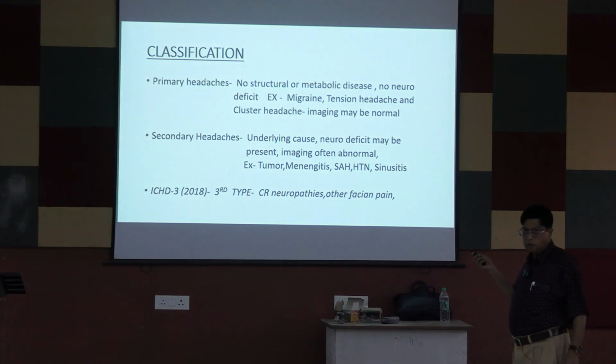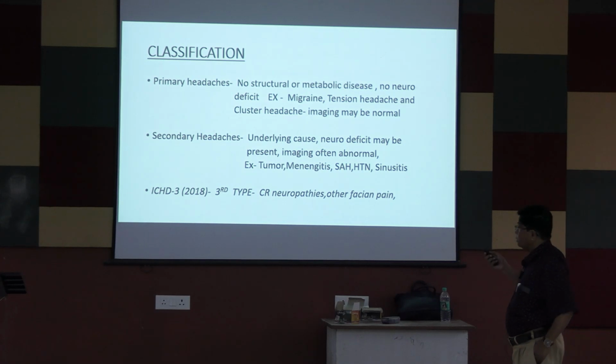And imaging in these primary headaches will be normal. You will not get anything in CT or MRI. But the PET scan is a metabolic scan. You get some metabolic activity in some parts of the brain. As an example, in tension headache, we get some metabolic activity in the hypothalamus.